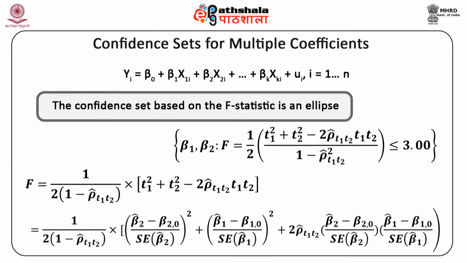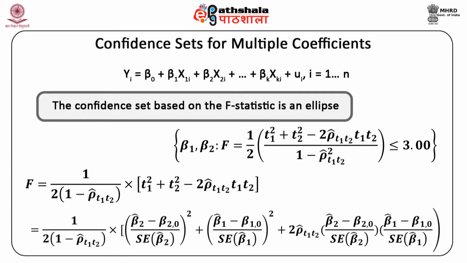For this, the 95% confidence set can be written as the (beta 1,0, beta 2,0) such that F(beta 1,0, beta 2,0) is less than 3. Here 3 is the 5% critical value of the F(2, infinity) distribution. Now this set has coverage rate 95% because the test on which it is based, that is the test it inverts, has size of 5%.